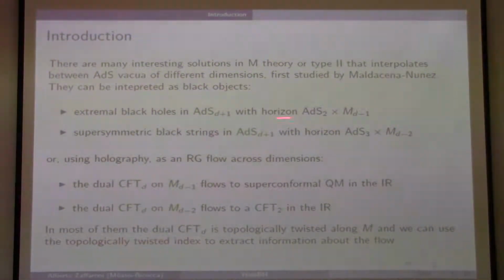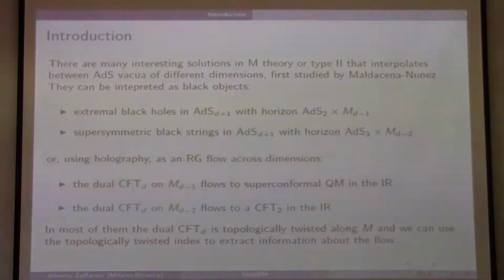So in the first case, you have a conformal field theory in D dimensions. You put it on a compact manifold, and it flows in the infrared to a superconformal quantum mechanics, you should expect, at a certain point, with some limit, some exact or approximate superconformality. And in this case, since you have an AdS_3, the situation is similar. You have a conformal field theory, you put it on a compact manifold, it flows in the infrared to a conformal field theory.